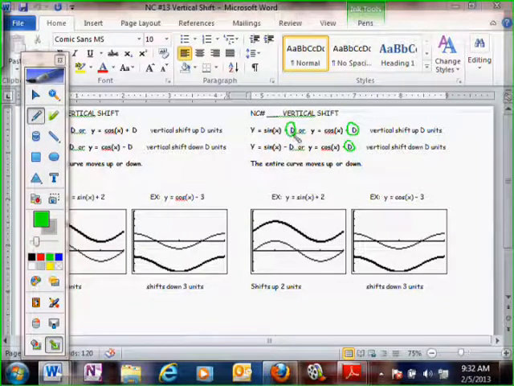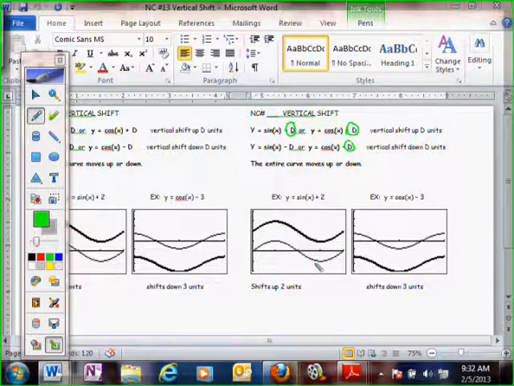So if we have a plus d value or some constant out here, this is going to be a vertical shift up d units. Okay, if we have a minus, then it's going to be a vertical shift down d units. And so again, we start with the basic or the parent sine or cosine curve. This first example here is y equals sine x plus 2.